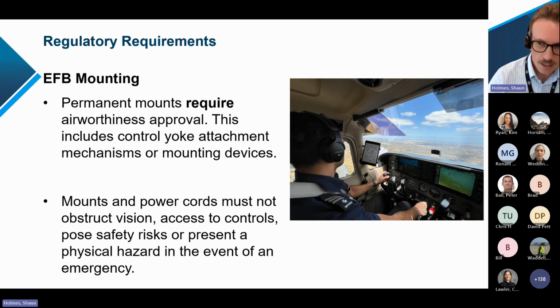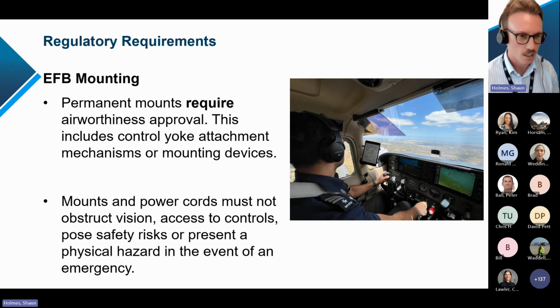Now, when you are mounting, it's important to consider if you are attaching any power cords or antenna cables or anything like that to your EFB. And also consider the mount itself. It should not obstruct your vision excessively. It should not cause any issues with access to any of the controls of the aircraft.